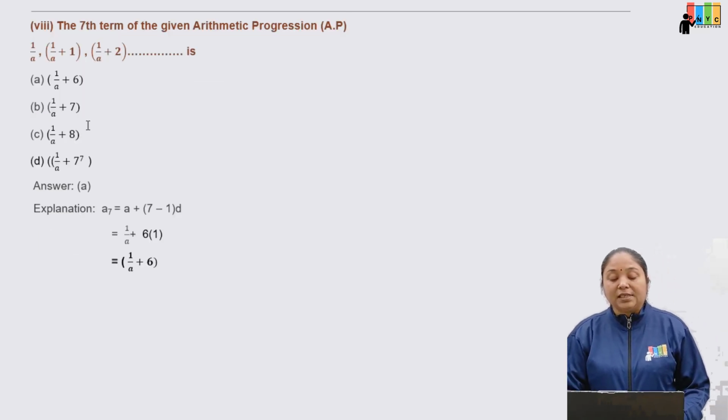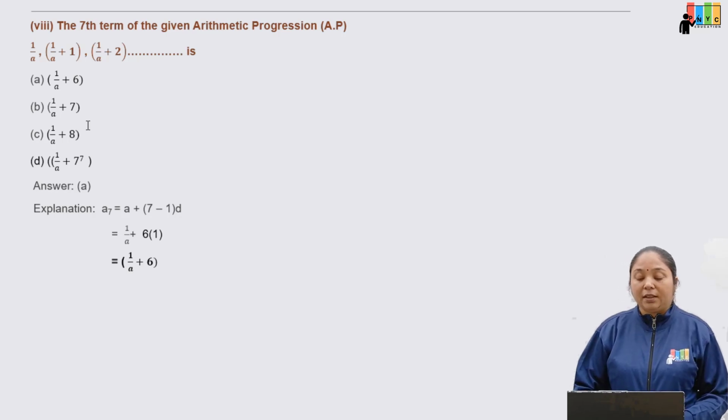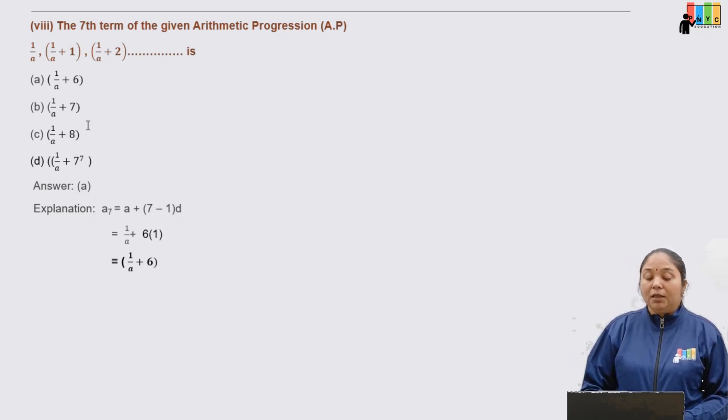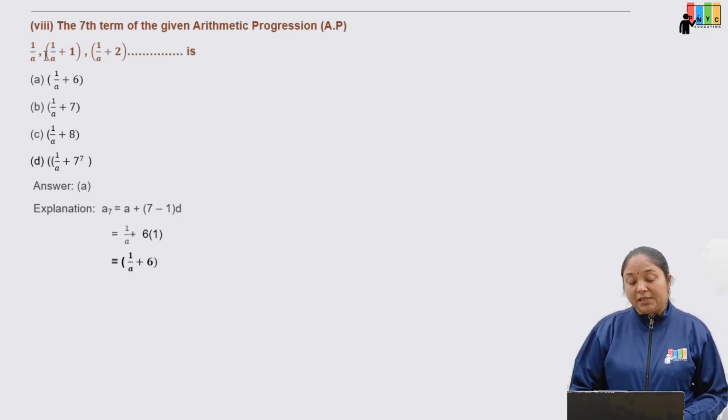Eighth question, the seventh term of a given arithmetic progression, AP. Now we need to find out the seventh term. Here the AP is given: 1 upon a, 1 upon a plus 1, 1 upon a plus 2, and so on. So how do we find out the seventh term?